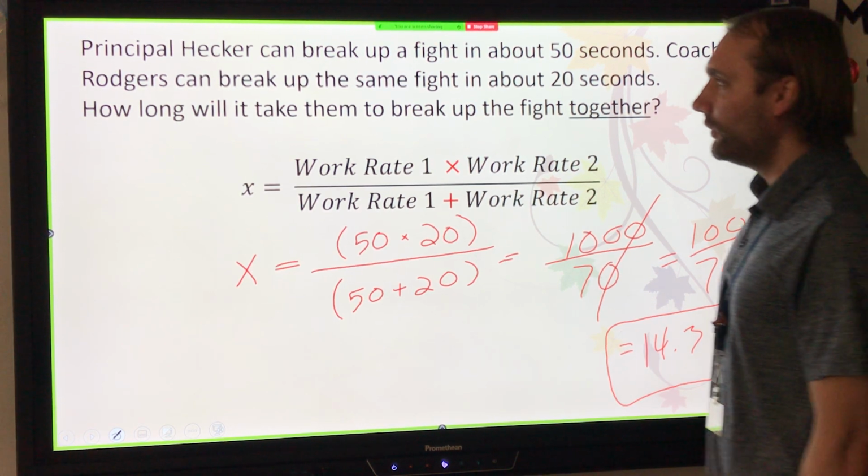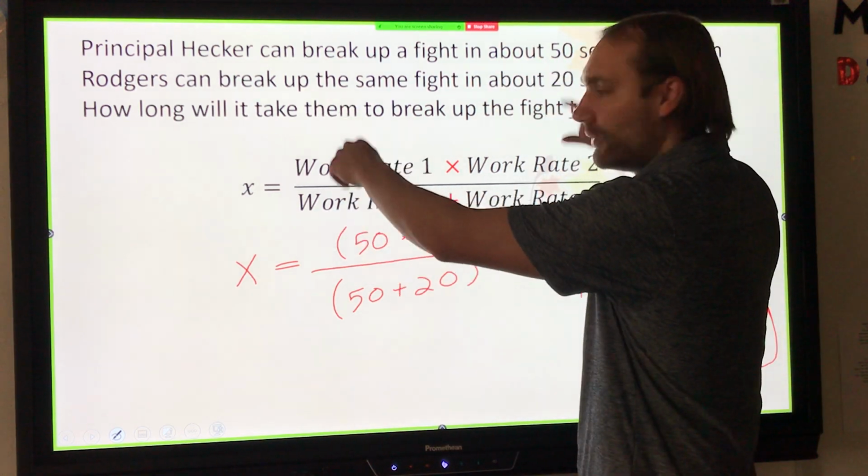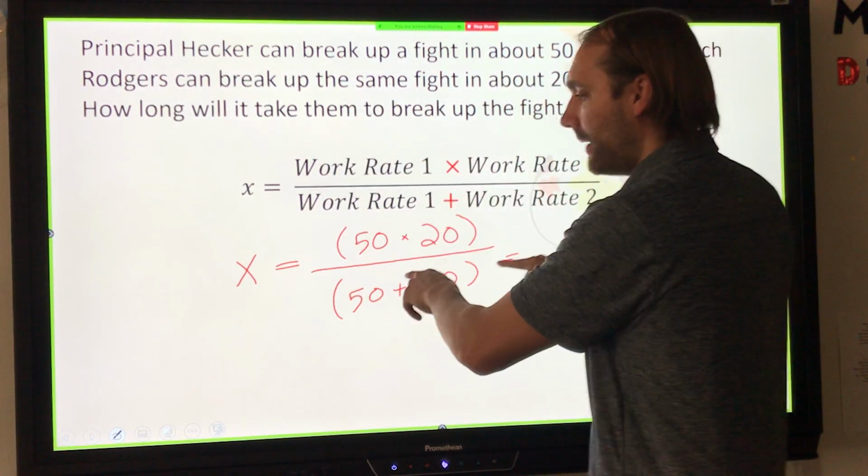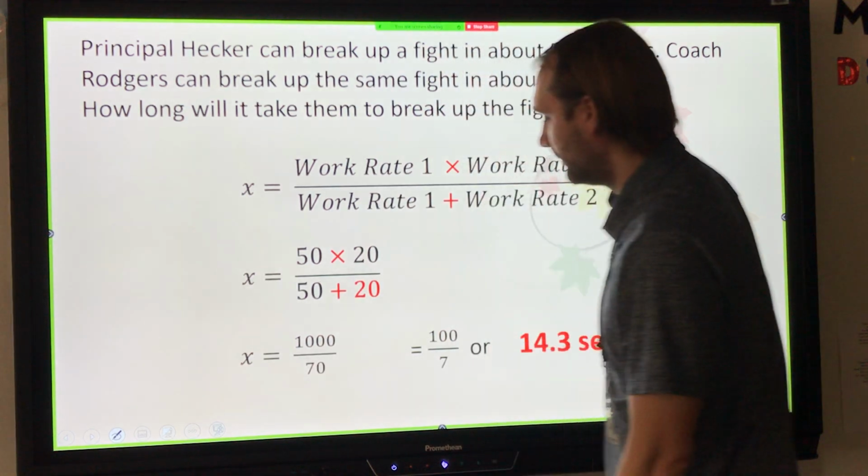So work rate. When you see working together, take your two numbers. For the numerator, multiply the top. For the denominator, add those two numbers.